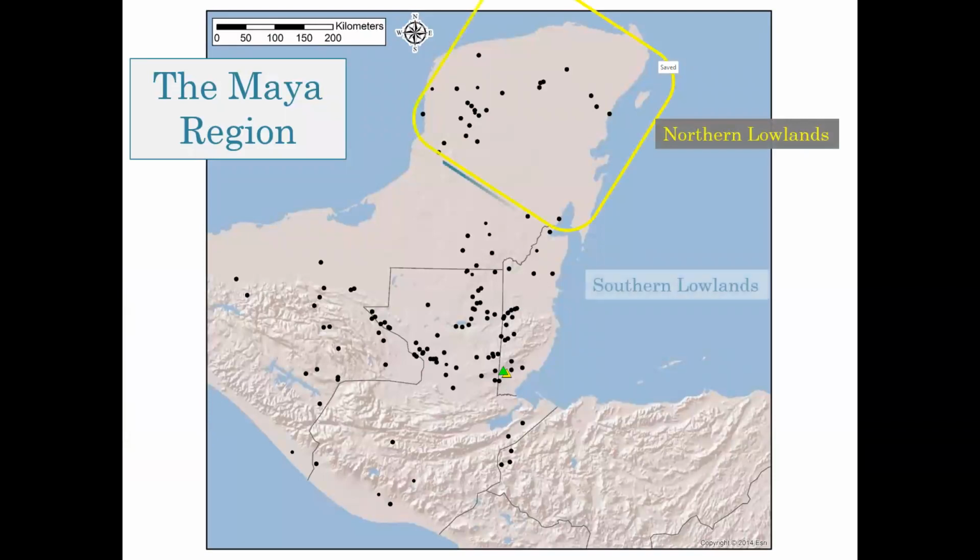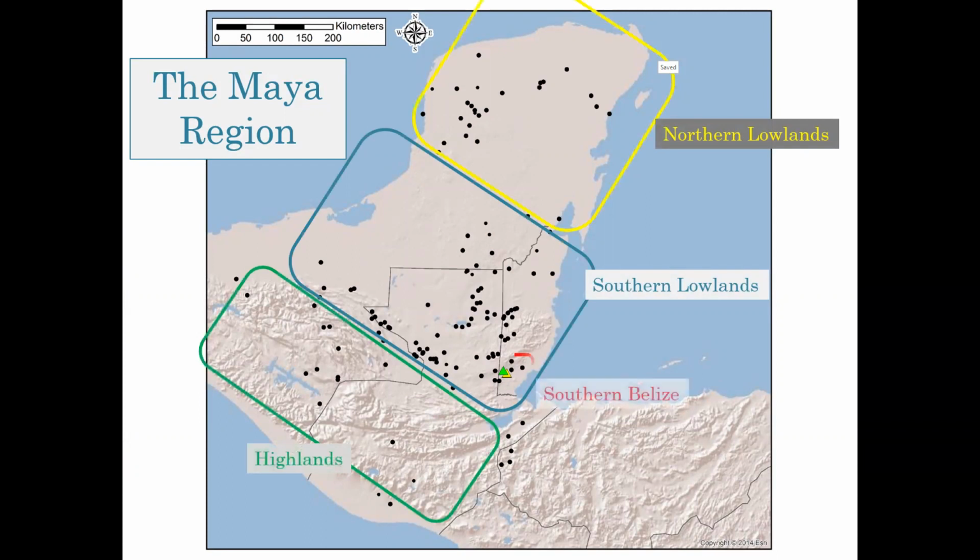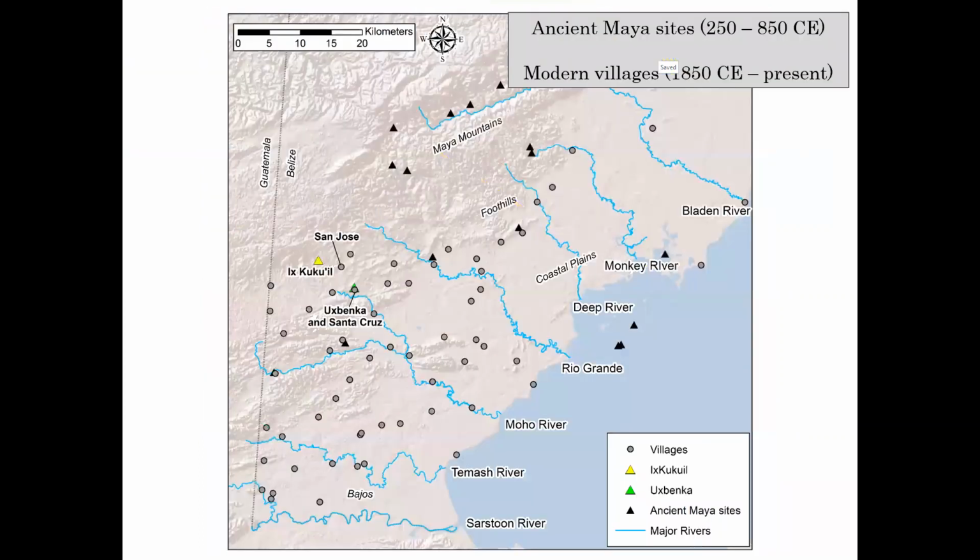The Maya region is divided into three large geographic regions: the northern lowlands, the southern lowlands, and the highlands. And Belize, and indeed southern Belize as well, are located primarily in the southern lowlands, with southern Belize consisting of the Toledo district and Stann Creek district, which is the focus of my talk today.